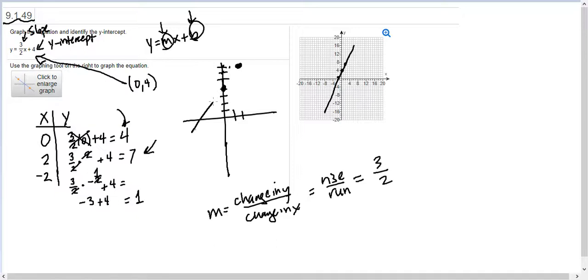And that's how you draw your line. That's the fast way to create it. You just look at those two numbers, and you plop a point down at 4, and then you rise 3 and run 2. And you don't even have to do any of this numerical calculation. So let's go do that over in MyMathLab.